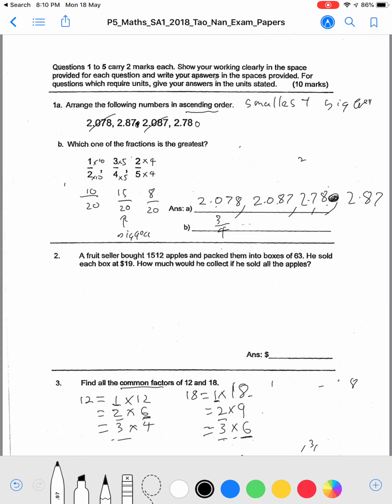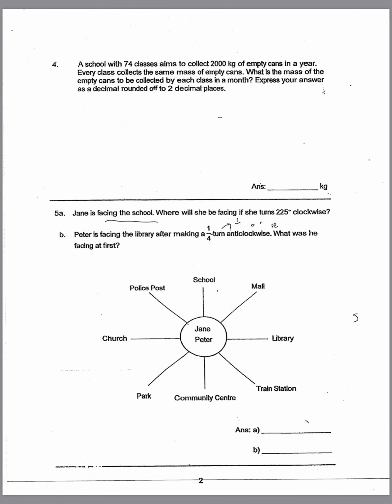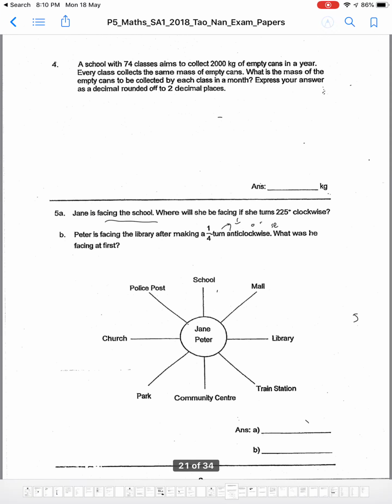Okay? If you were to underline 4 but you can't find another 4, you don't underline. If you were to underline 12, you cannot find another 12, you don't underline. So in short, right, it's only the factors that come up 2 times. Okay, so 1, 2, 3 and 6 are the factors. Okay, next we have another question.